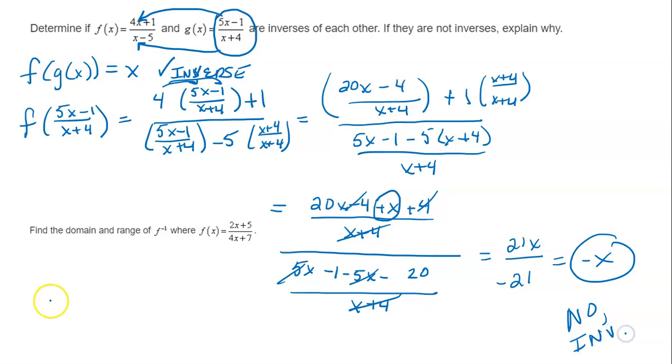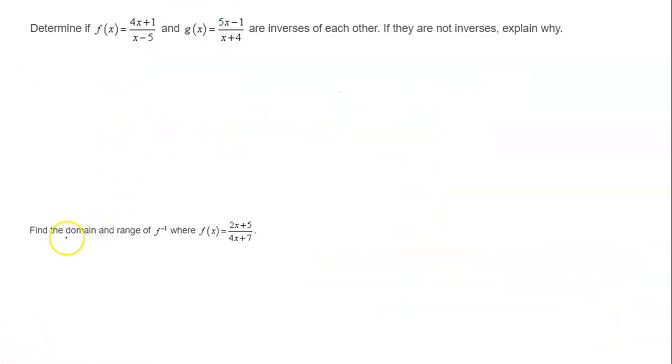I'm going to erase this, and then we'll do the next one. Okay, so this says find the domain and the range of the inverse of f of x if f of x is this. So here's what I know. I know that the domain of f of x is equal to the range of its inverse. Okay, so let's find the domain of f of x.